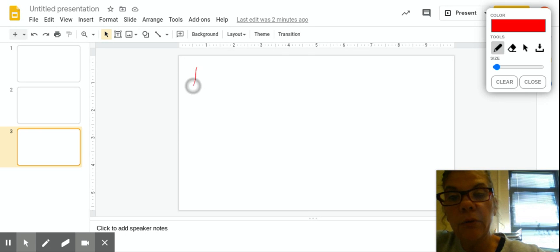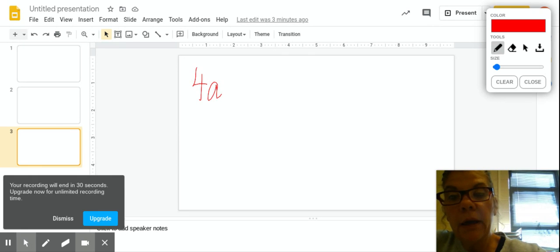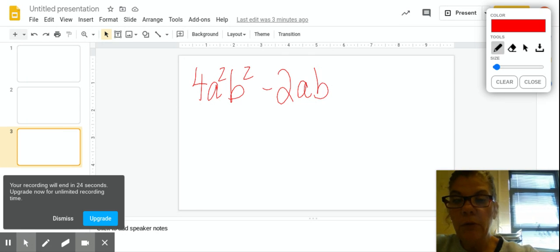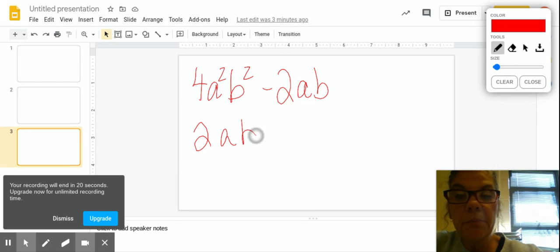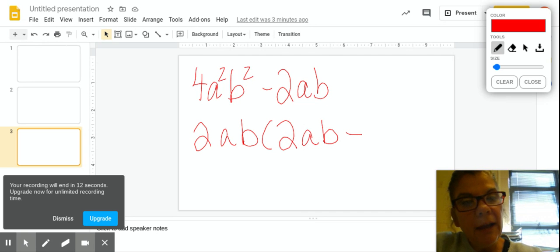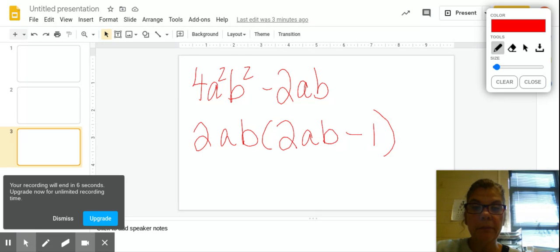Let's say I give you 4a squared b squared minus 2ab. Hopefully you know that 2 and a to the first, b to the first can factor out of both of those. That leaves you with 2ab minus, if I can factor 2ab out of all of that, I have to put a 1 for the placeholder. And that's how you'll solve these problems.